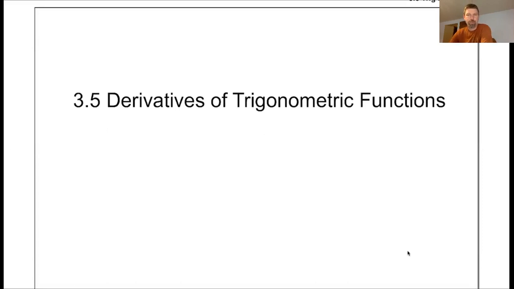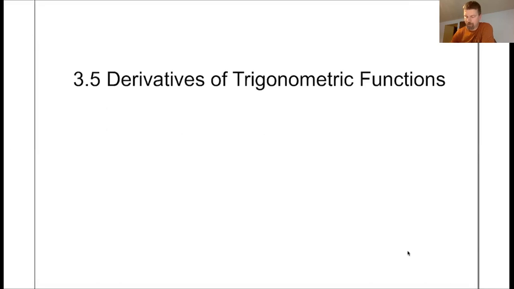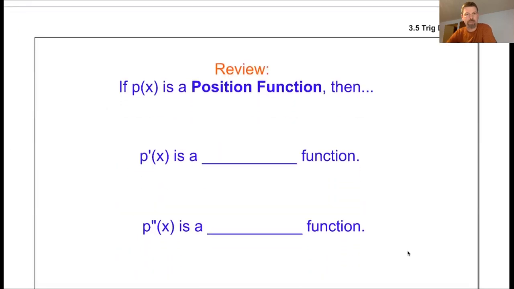Lesson 3.5, derivatives of trigonometric functions. Before we actually talk about trig derivatives, we're going to have to talk about a little bit of a review. This was from Monday's material, but you should probably double check that you remember this stuff, and then we're actually going to expand on it a bit. So see if you can fill in those blanks.